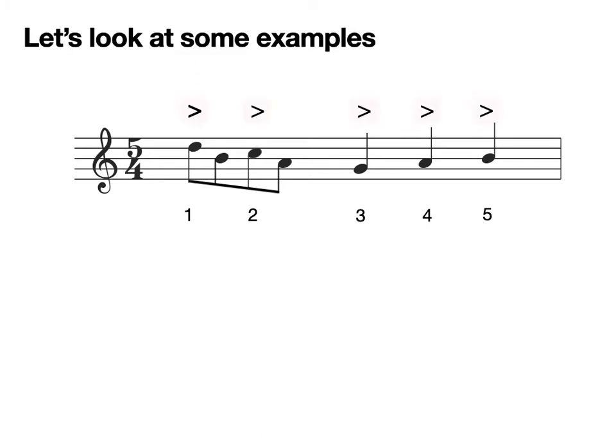Now here we've added some accents. As you can see, these are on every crotchet beat. However, this is not how we would count this time signature. We would actually count this time signature as 2 strong beats in a bar. The first strong beat being a minim, and the second strong beat being a dotted minim.